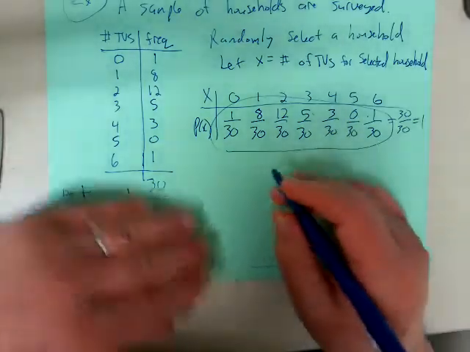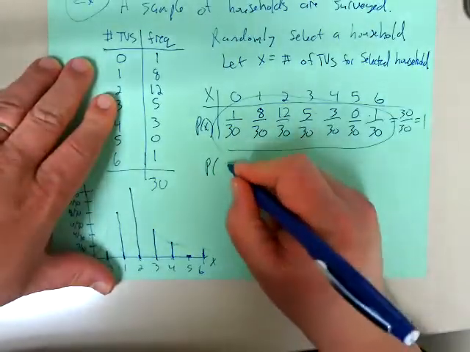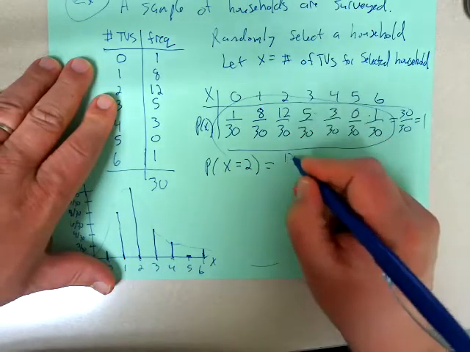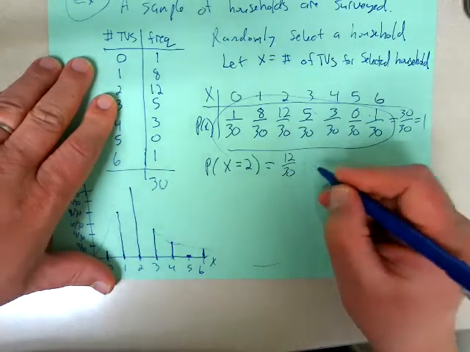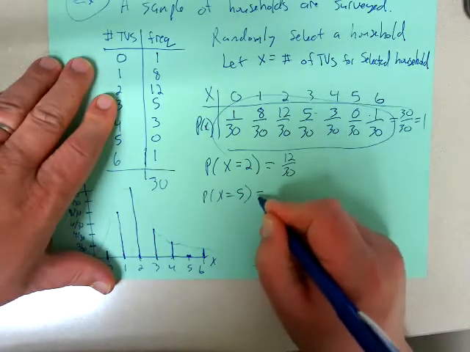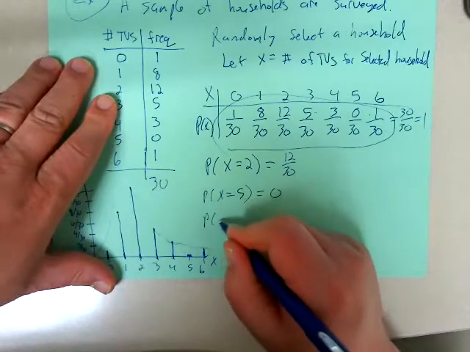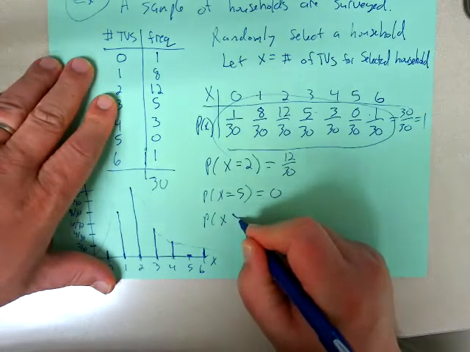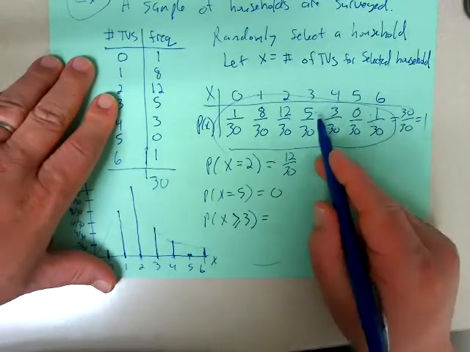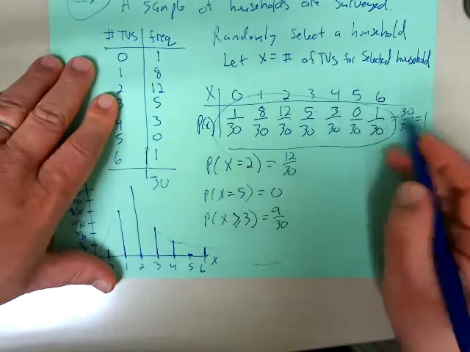Another neat thing you can do is with this notation, since the variable is x, I can do probability problems very concisely. I could say the probability that x is equal to 2. This would just be 12 out of 30, right? I'm not going to worry about getting the decimal here. The probability that x is equal to 5 looks like 0 out of 30, so that's just 0, right? I could do the probability that x is greater than or equal to 3. That would be adding these 3 up, so that would be 9 out of 30. Those are the 3 that are greater than or equal to 3.